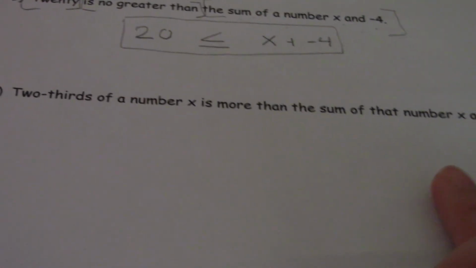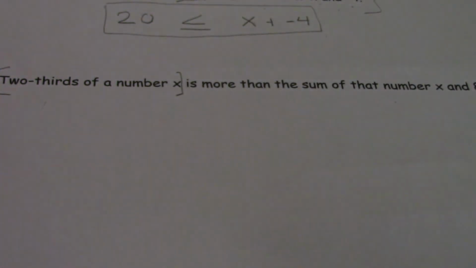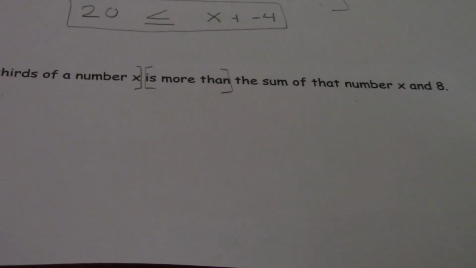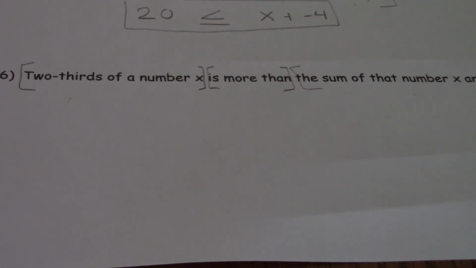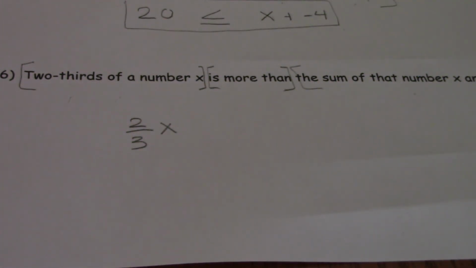Okay, let's do one more. I know this video is slightly longer than the other ones, but we're almost finished. This next one is 2/3 of a number x is more than the sum of that number x and 8. Ooh, now you have x on both sides of the inequality. So again, let's first break this up. You have 2/3 of a number x is more than is my next one, and my third piece is the sum of that number x and 8. 2/3 of a number x is the same as saying 2/3 multiplied by x. So this first part is just 2/3 times x. When you're finding 2/3 of a number, you're actually multiplying 2/3 and that number together. So now you have 2/3 x.